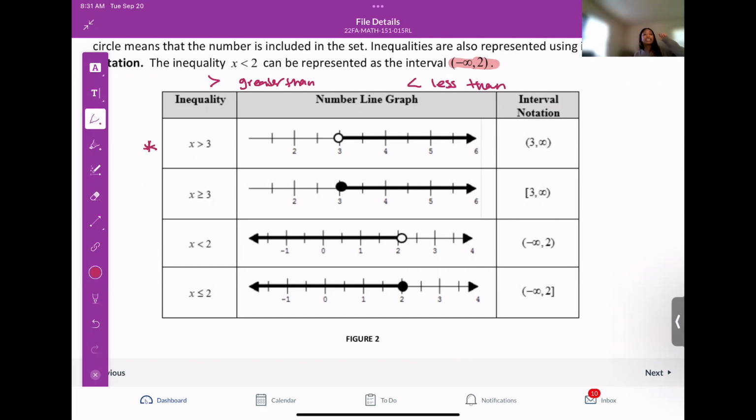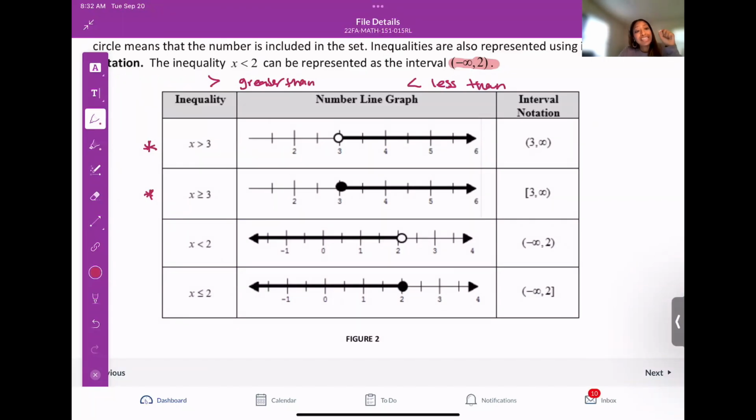All right. Notice the subtle difference between x is greater than 3 and the one under it, x is greater than or equal to 3. When we have that extra little or equal to line, that means that we are including our endpoint. That means that 3 is also included in the solution. How does that change our graph?